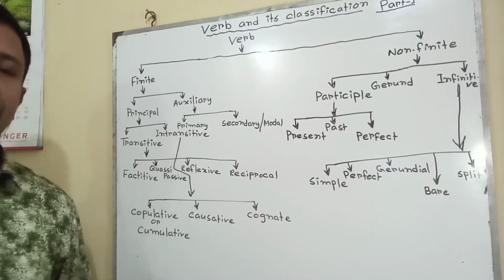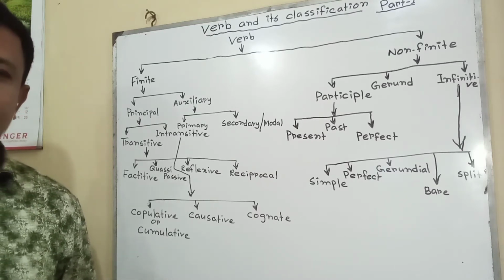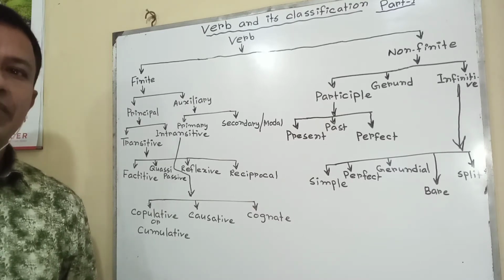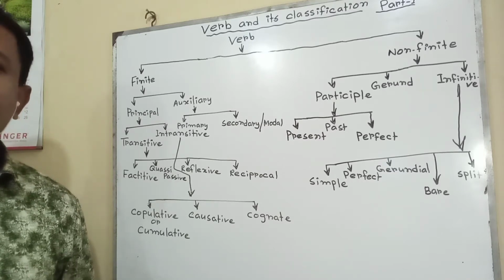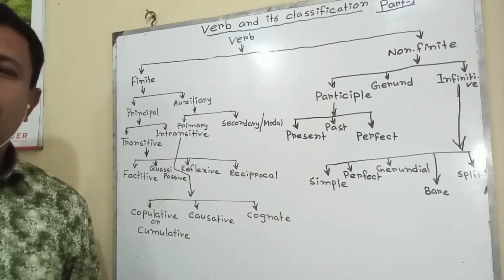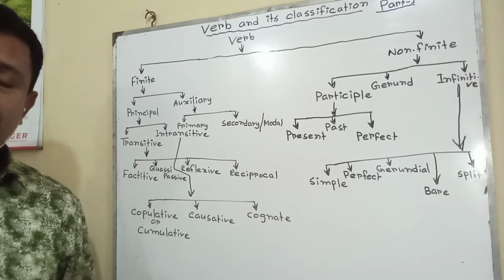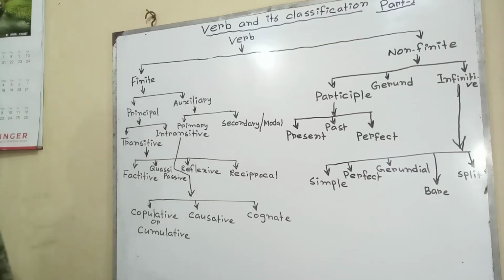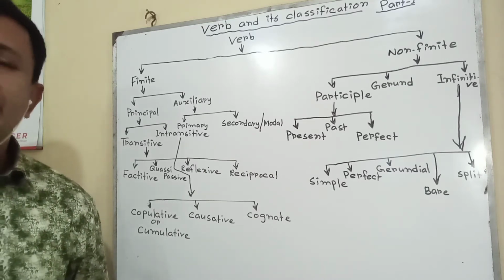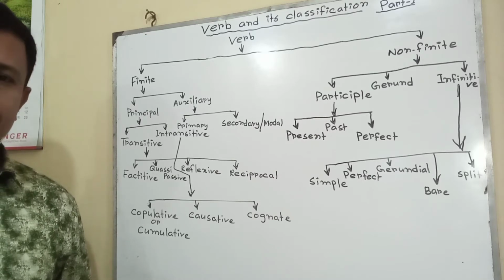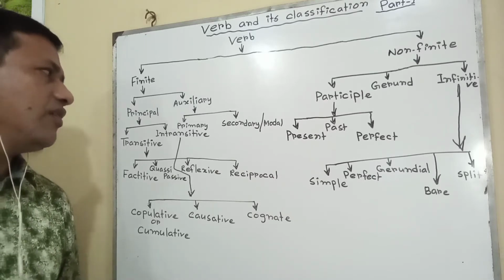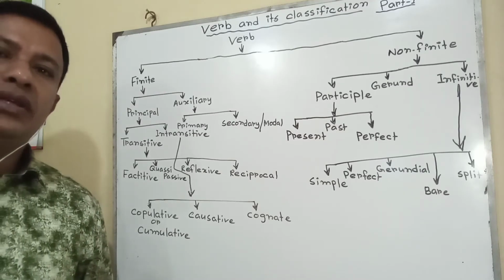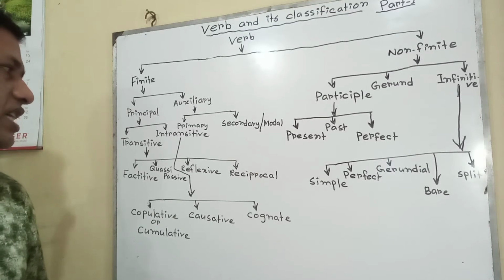Such as: I help him. Who do you help? Him. That means him is the object here. I have collected a book. What have you collected? A book. That is the object. They read English. What do they read? English. English is the object. Right. Transitive verb. What is a transitive verb? The verb which has an object is called a transitive verb.